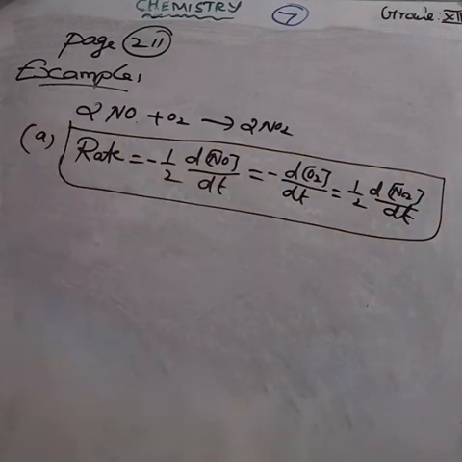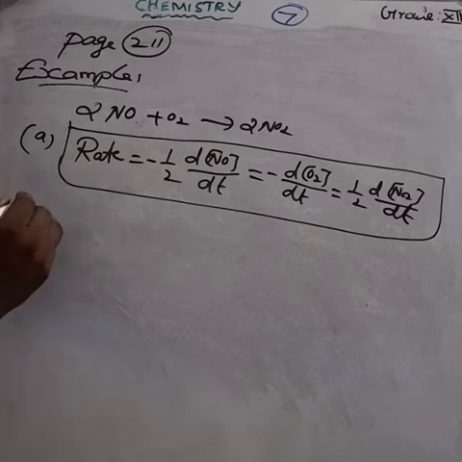Second option: at a particular instant, when O2 is decreasing at 0.2 mol L^-1 s^-1, how can you write that?